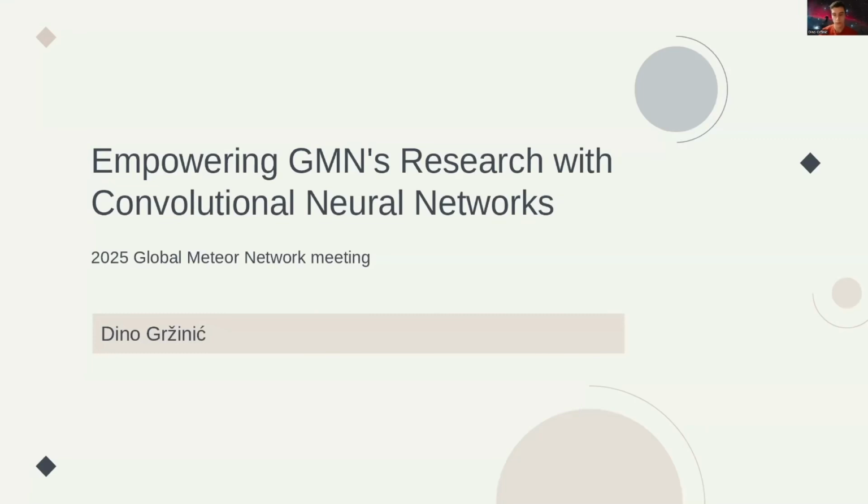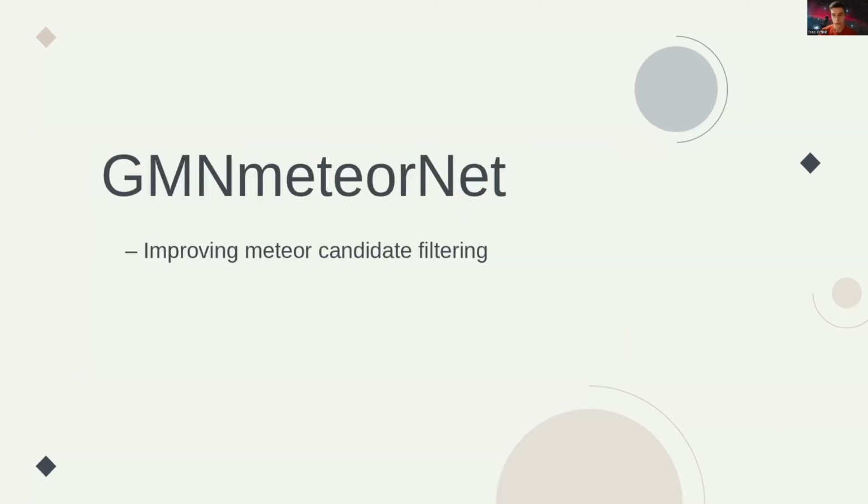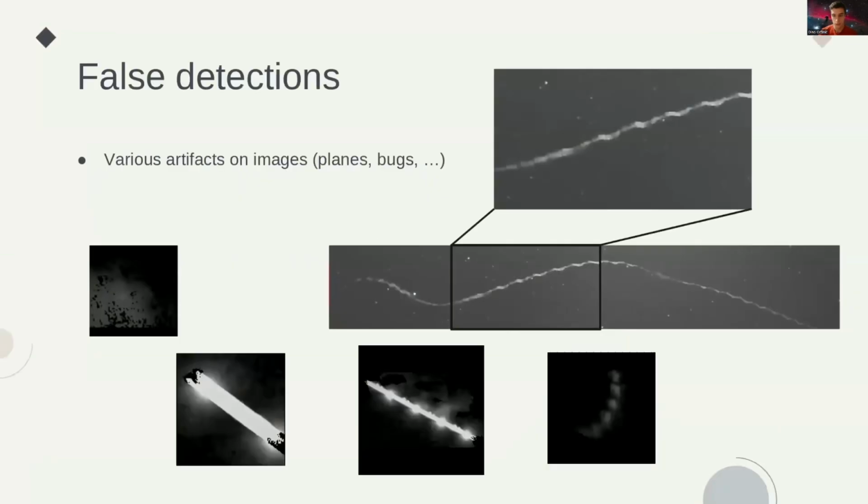Hello everyone, I'll be presenting to you 3 projects that I've been working on in the past year in the Global Meteor Network with the accent on using convolutional neural networks. Let's start first with the GMN MeteorNet project, which is about improving the meteor candidate filtering that RMS uses.